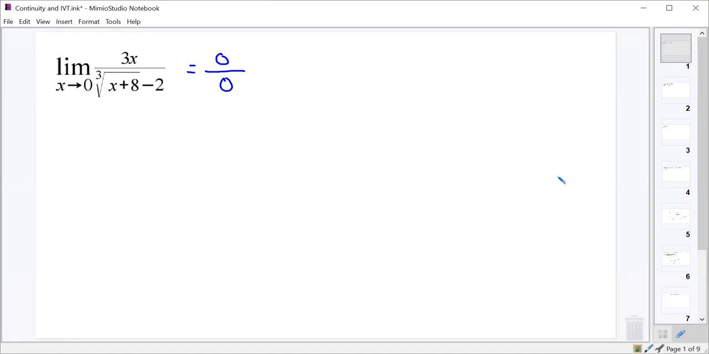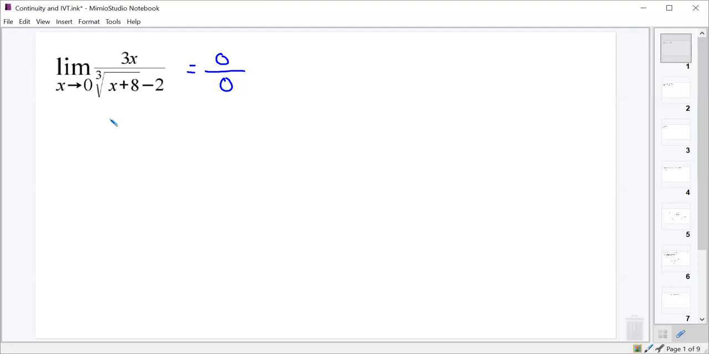What are some other tricks we've done? Factoring. I don't see any way to factor that. Anybody see a good way to factor that? No, me neither. And we also tried multiplying by the conjugate. So we could try multiplying by cube root of x plus 8 plus 2 to both the numerator and the denominator, but that's not going to clear out this cube root because that only works with square roots. So we're kind of stuck.